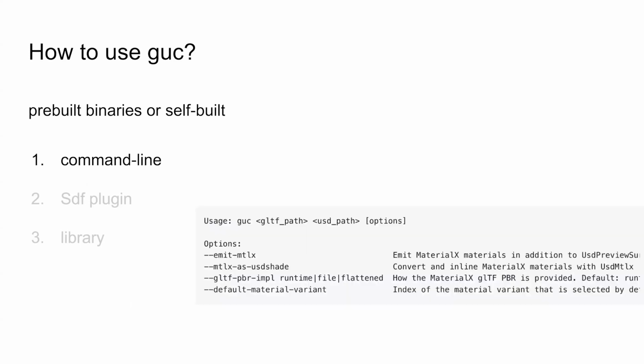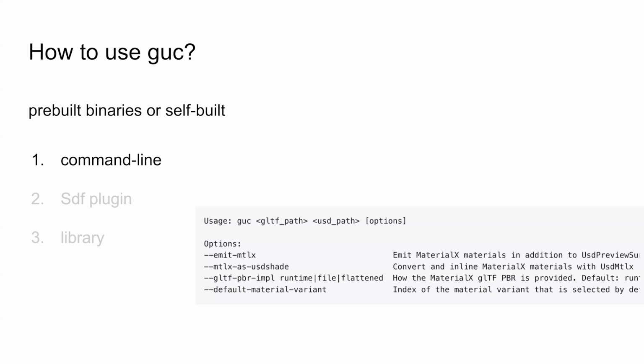First, you can use the command line interface. Basically, you just pass in the input and the output file paths, and then some additional arguments. For instance, if you want to enable MaterialX support, or which kind of material variant should be the default.